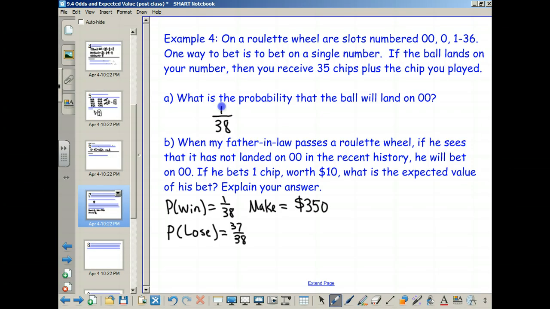If I could always win, I'd be very happy. I give you $10 and you give me back $360, so I make $350. Yay me. But I also have the probability that I lose money, and I'm going to say this in a positive way. How much do I, quote unquote, make if I lose?